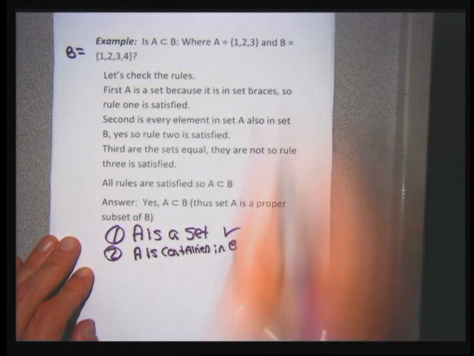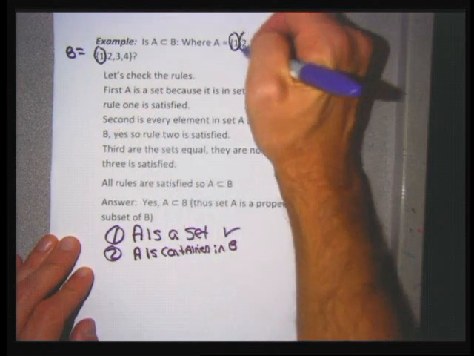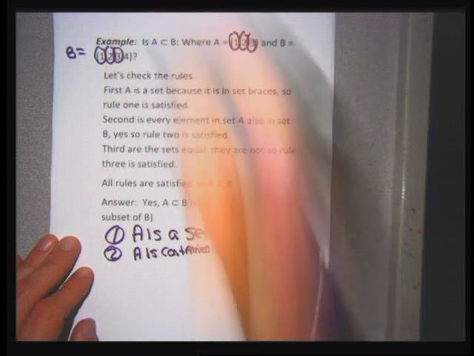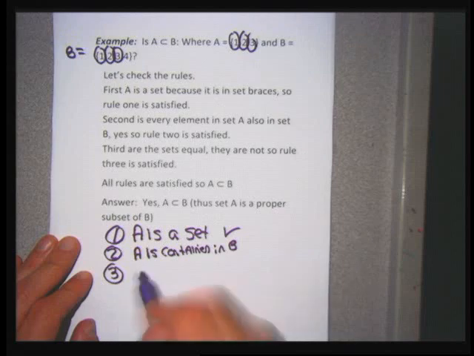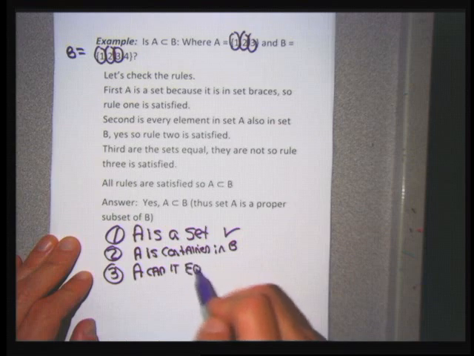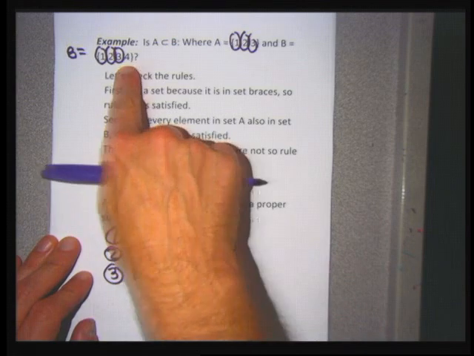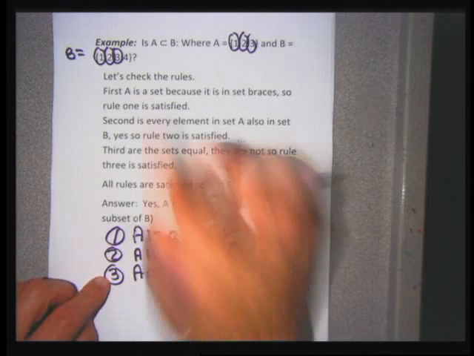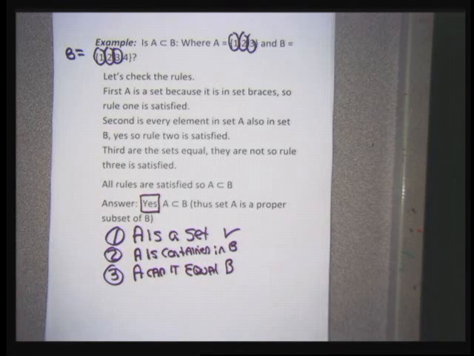So I'll look at my elements of A. My elements of A are 1, and 1 is contained in B. 2 is contained in B, and 3 is contained in B. So A is contained in B, and the last thing that needs to be satisfied to be a proper subset is A can't equal B. And it doesn't equal B, because for two sets to be equal, they have to have exactly the same elements. B has the number 4 in it, which A doesn't. So A is a set, it's contained in B, and it doesn't equal B. So the answer to is A a subset of B is yes, A is a subset of B. I'm sorry, A is a proper subset of B.